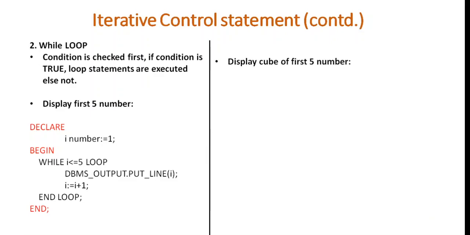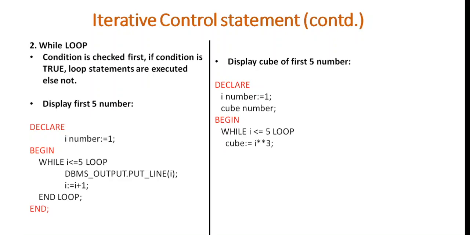Then let's see another code for a while loop, that is, display the cube of the first 5 numbers. Okay, so here we have the declare section in which I, which is an index variable, is initialized with value 1, and then we have another variable cube which is of type number. Okay, in the begin section we have our while loop, that is, while I is less than or equal to 5. Here the range is 1 to 5 because we want to display the cube of the first 5 numbers.